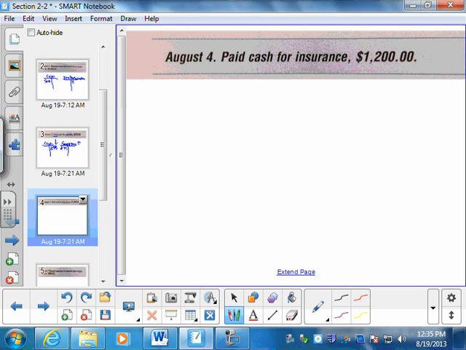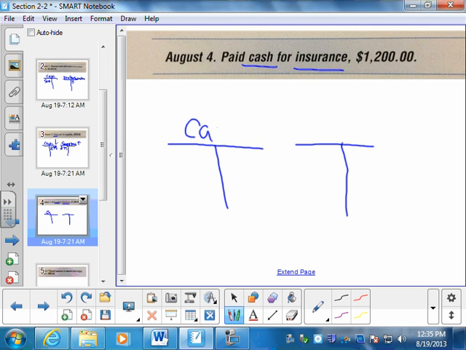So let's go to our third, paid cash for insurance. I think we're on another page now. Let's see. We're on now page 34. So paid cash for insurance, we're dealing with two accounts, cash and prepaid insurance. Now what's happening to these accounts? Did they go up or down? We paid cash, so our cash went down, so we want to decrease it $1,200, and our prepaid insurance, we got it, so it went up.